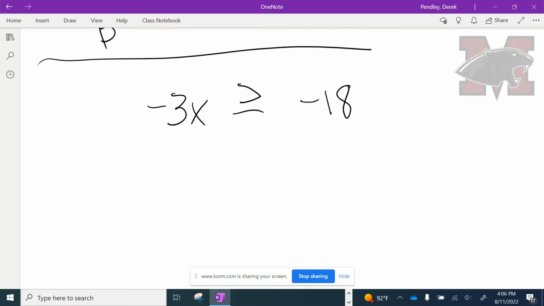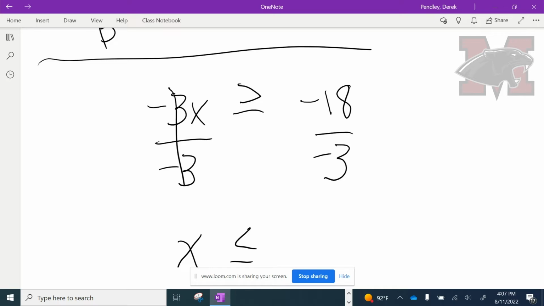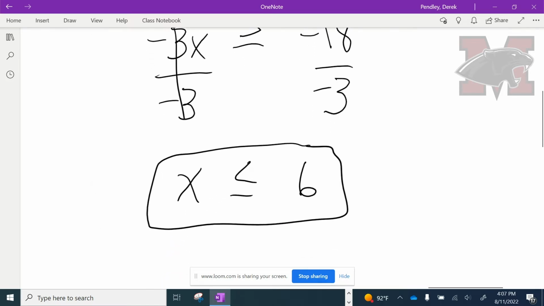Okay, I'm going to divide both sides by negative 3. Did I just do the one rule I have to keep in mind? Think about it. I did. If you multiply or divide by a negative number, you have to flip the inequality. So I need to flip this inequality from greater than or equal to, to less than or equal to, and I'm going to get positive 6. So y is less than or equal to positive 6.